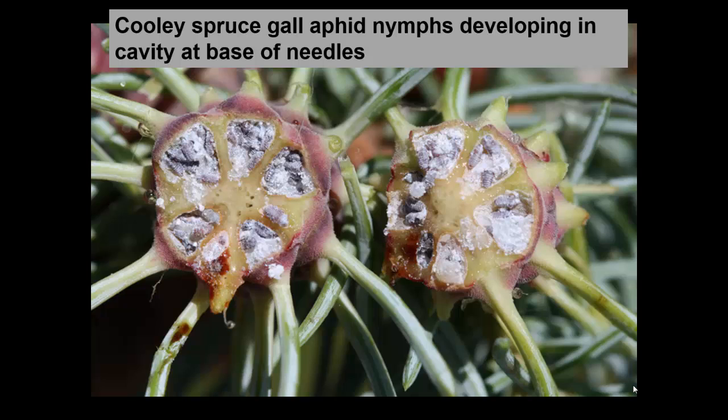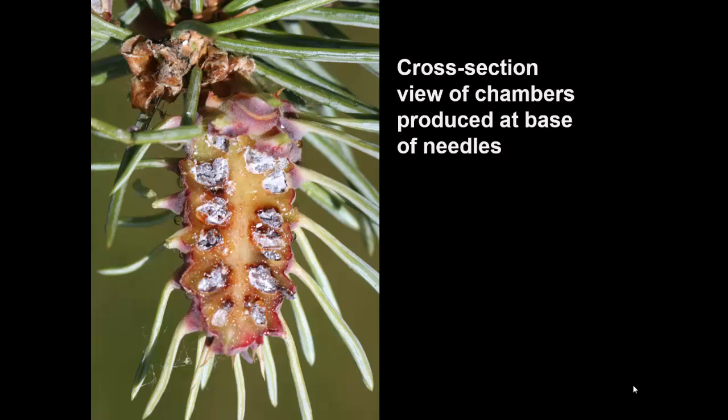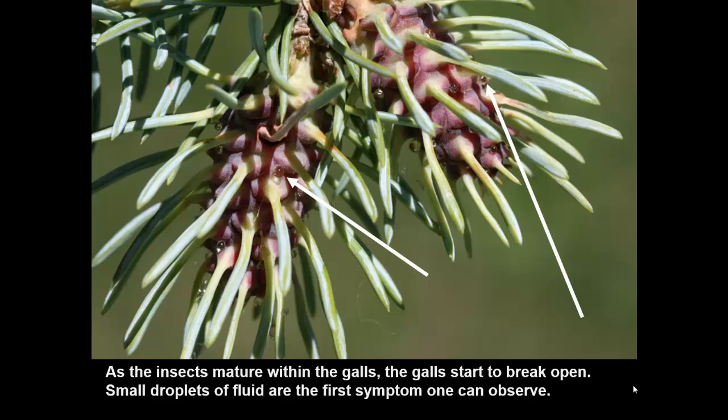And they will continue to grow within this cavity that's at the base of the needles. So were you to come in, say, early to mid-September, mid-June, you would see fairly large aphids within these cavities. Another section in cross view again shows that these cavities have been induced to grow at the base of the needles. So they develop within this, but when they're full grown, then the plant changes in a way that allows them to escape.